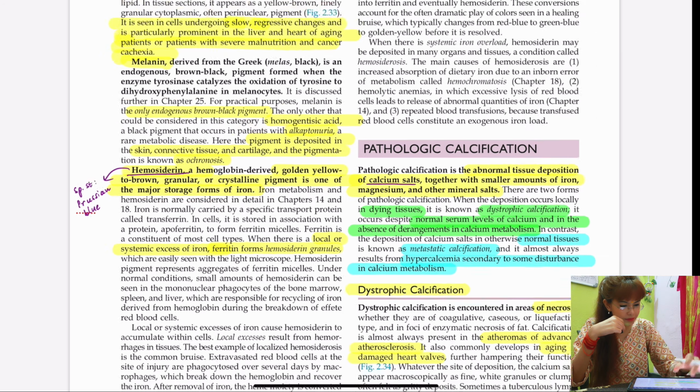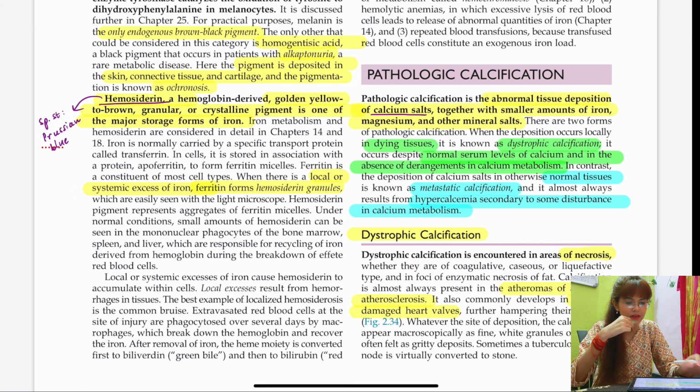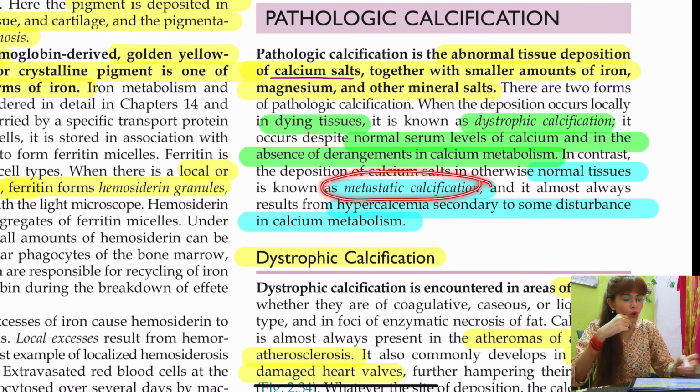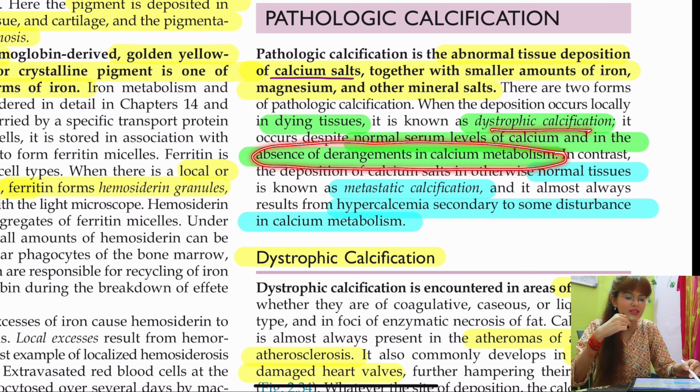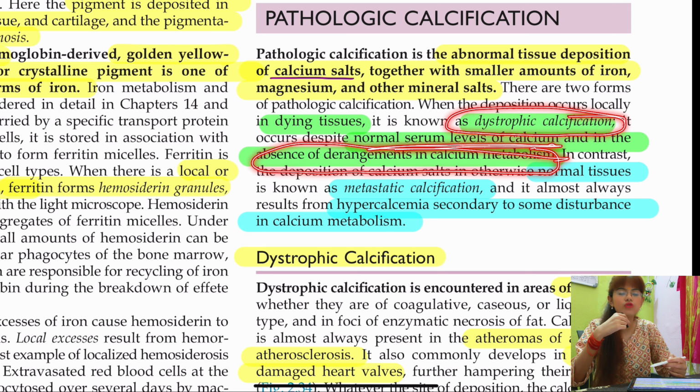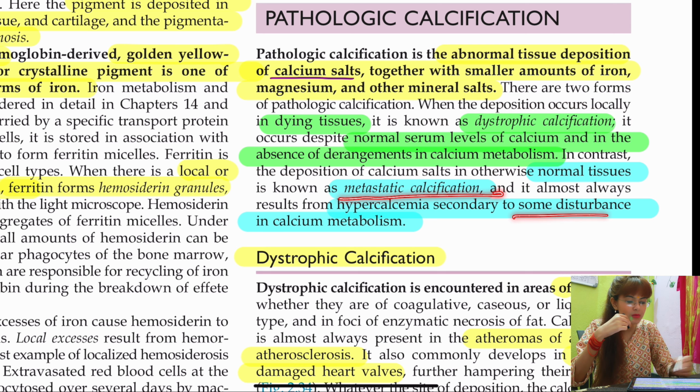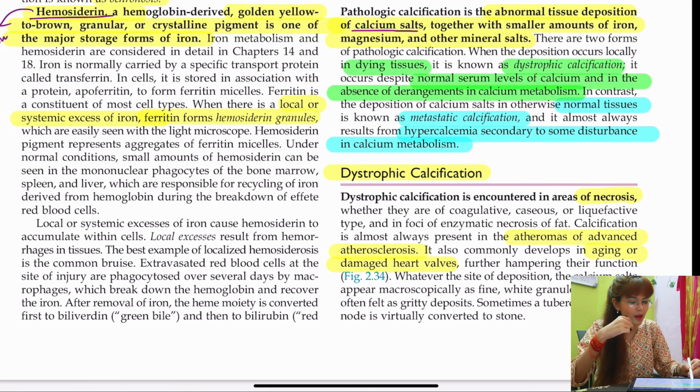Now coming to pathological calcification, you know that there are two kinds of calcification. Number one is the dystrophic and number two is the metastatic. Metastatic calcification occurs in normal tissues, but here there is some kind of disturbance in the calcium metabolism. But in dystrophic calcification, there is no derangement in the calcium metabolism. The serum level of calcium is normal. That is when the deposition is known as dystrophic, and in cases of metastatic there is some disturbance in the calcium metabolism. So all these examples are important.